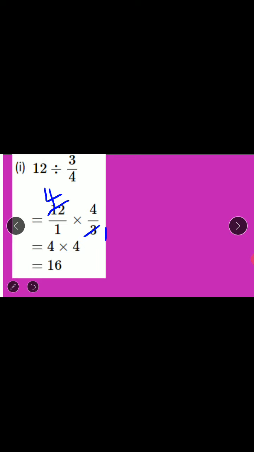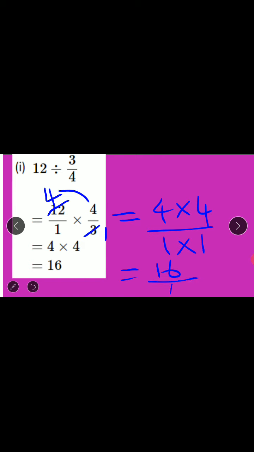So let's multiply the numerators and multiply the denominators. Multiplying the numerators, that is 4 into 4, is 16. Then multiplying the denominators, 1 into 1 is 1. 16 by 1 becomes 16.